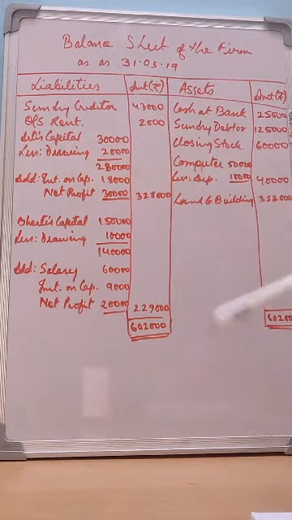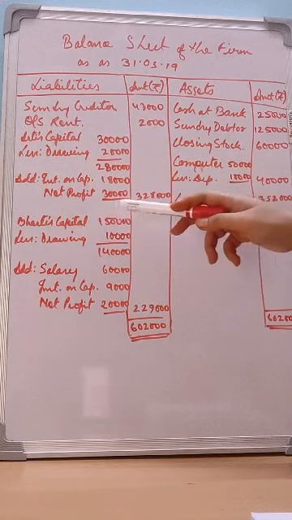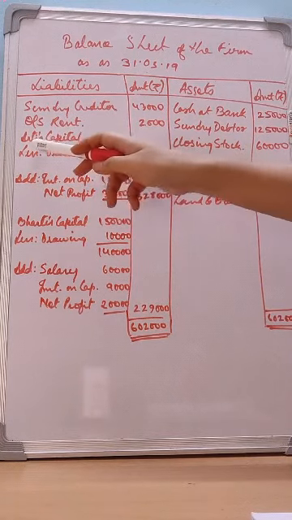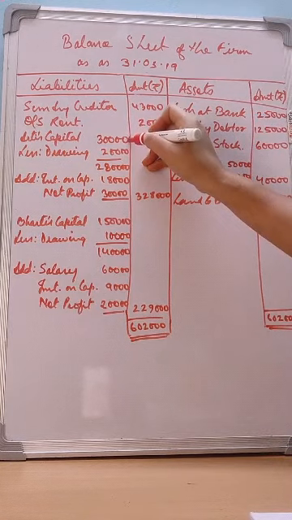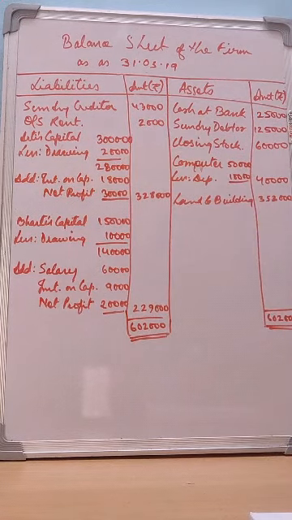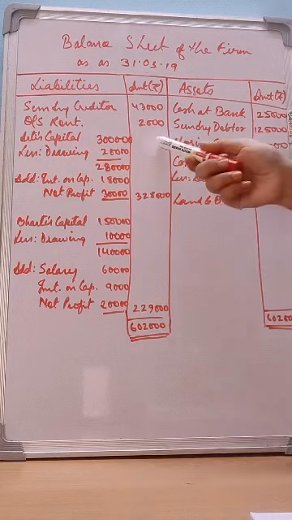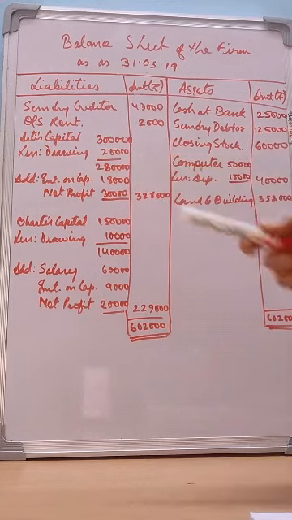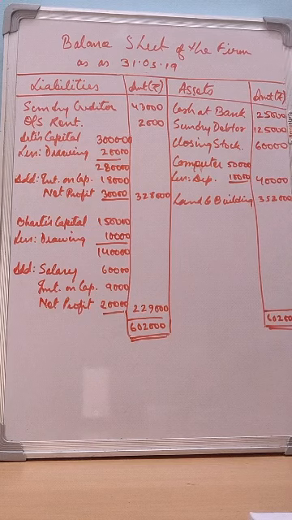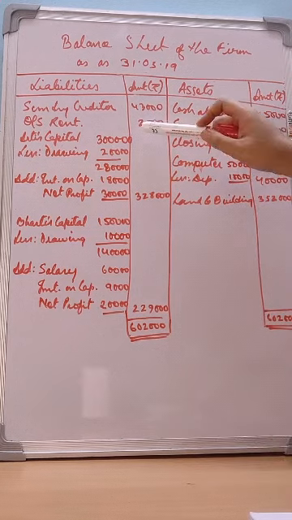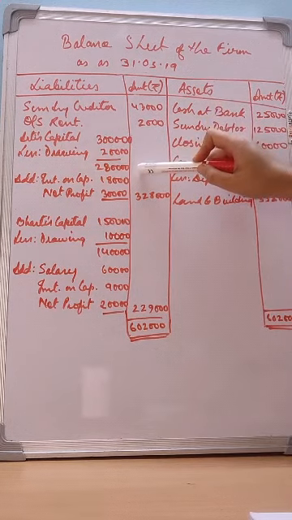So let us calculate the capitals. First, Arthi's capital. Arthi's capital was rupees 3 lakh and we have to deduct the drawing. Drawing was rupees 20,000. You will see in the trial balance debit side at the end Arthi's drawing is given rupees 20,000. So we will deduct rupees 20,000, that comes to 2,80,000.